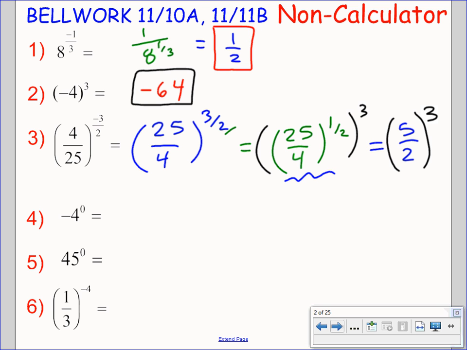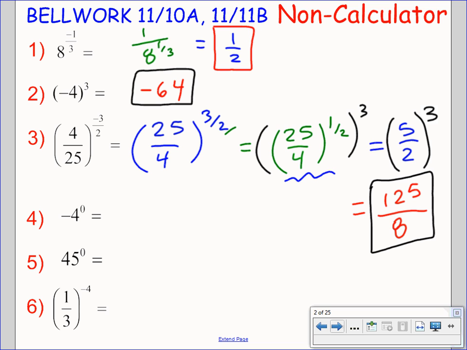What's that, Tyler? 125, thank you. Over 2 cubed, what's that? Olivia B? 8. 8, so my final answer is 125/8. What questions do you guys have about number 3? That's a rip-roaring problem right there.